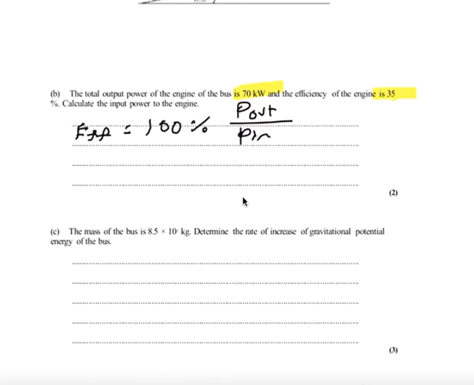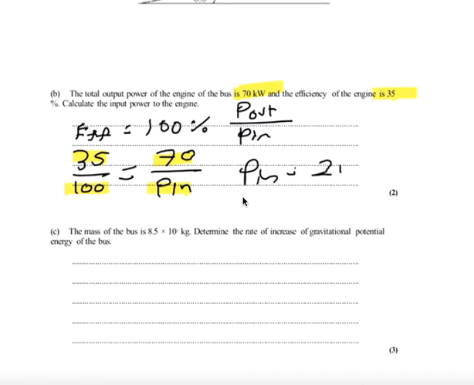Now the efficiency is 35%, so if I take that and divide it by 100, I get 35 over 100 equals 70 over my input power. Now this I can solve with cross multiplication, but I don't have to, because take a look actually. 70 is twice 35, which means that the input power has to be twice 100. So the input power is 200 kilowatts.